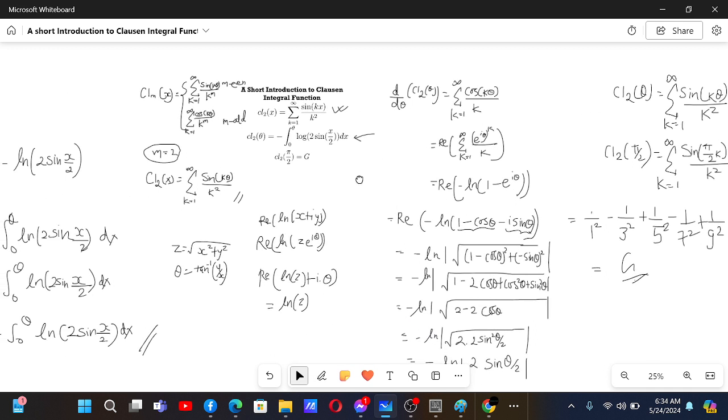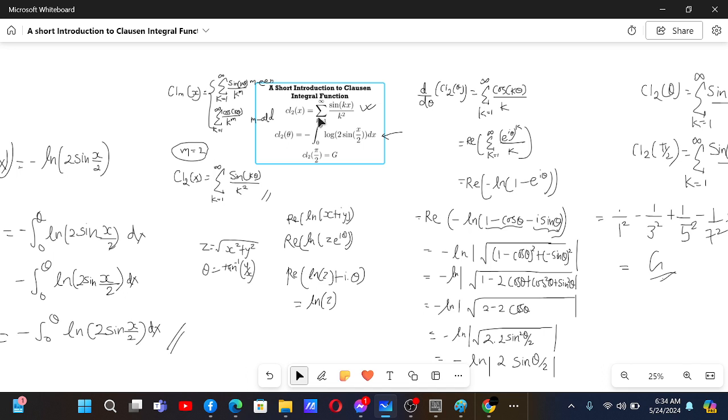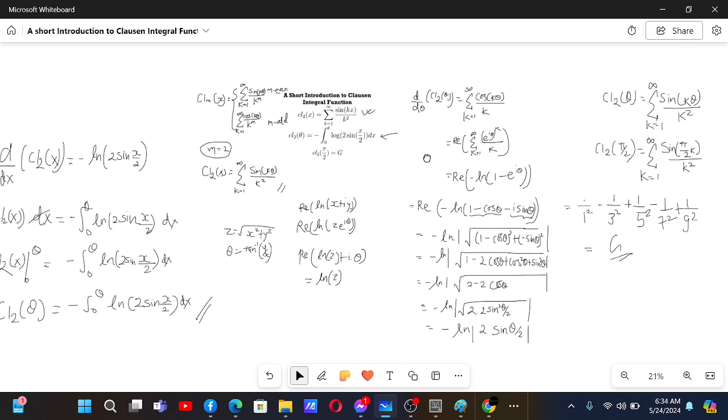And we have talked about its series representation and its integral representation. One of the cool properties is that Cl2 of pi by 2 is just Catalan's constant G. I think this was it.